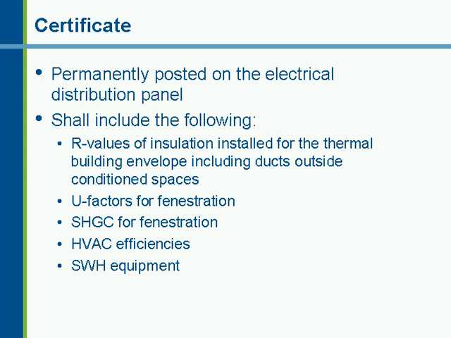So where does it go? It has to be permanently posted on the electrical distribution panel. And what does it need to include, from the wording in the IECC? The R-values of the insulation installed for the thermal building envelope, and that includes ducts outside the conditioned spaces. All the U-factors for fenestration must be on this label or certificate. Your solar heat gain must be on there. Your HVAC efficiencies and your service water heating equipment.